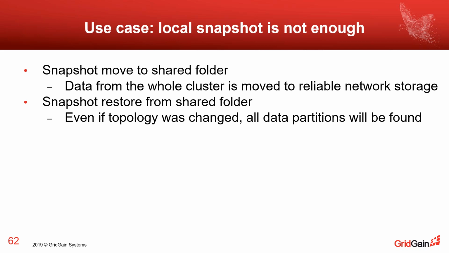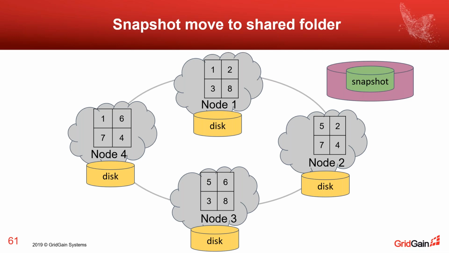All data partitions will be found. Nodes will just peek in snapshot folders of other nodes if they are not able to find the partitions they need in their own folders. So all files are in the remote folder, and all nodes will have access to a partition if at least one node had this partition at the moment of snapshot creation. So you just perform a snapshot restore from the remote directory and you don't care about topology changes. Your restore will always succeed.